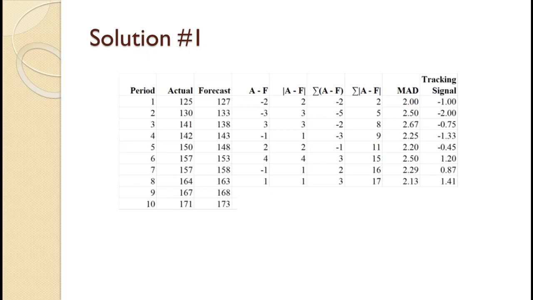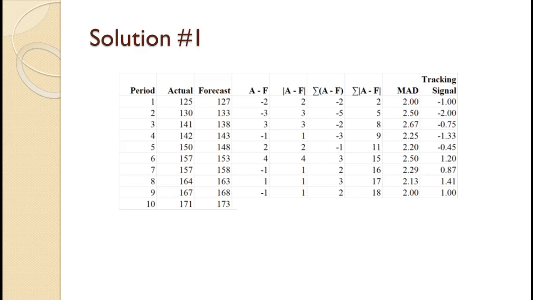For period 8, 164 minus 163 equals 1. The absolute value of 1 is 1. The cumulative A minus F is 2 plus 1 equals 3. The cumulative absolute value A minus F is 16 plus 1 equals 17. The MAD is the cumulative absolute value A minus F value of 17 divided by 8 equals 2.13. Finally, the tracking signal is the cumulative A minus F value of 3 divided by the MAD of 2.13 equals 1.41.